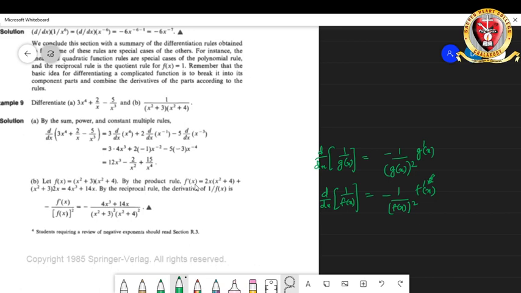So f dash of x is equal to, how to find? You can use the product rule there. First the derivative of the first function into the second function plus the derivative of the second function into the first function. So you obtain 4x cube plus 14x. Then by the reciprocal rule, d by dx of 1 by f of x will be equal to minus 1 by f of x the whole square into f dash of x. Substitute that to obtain this.